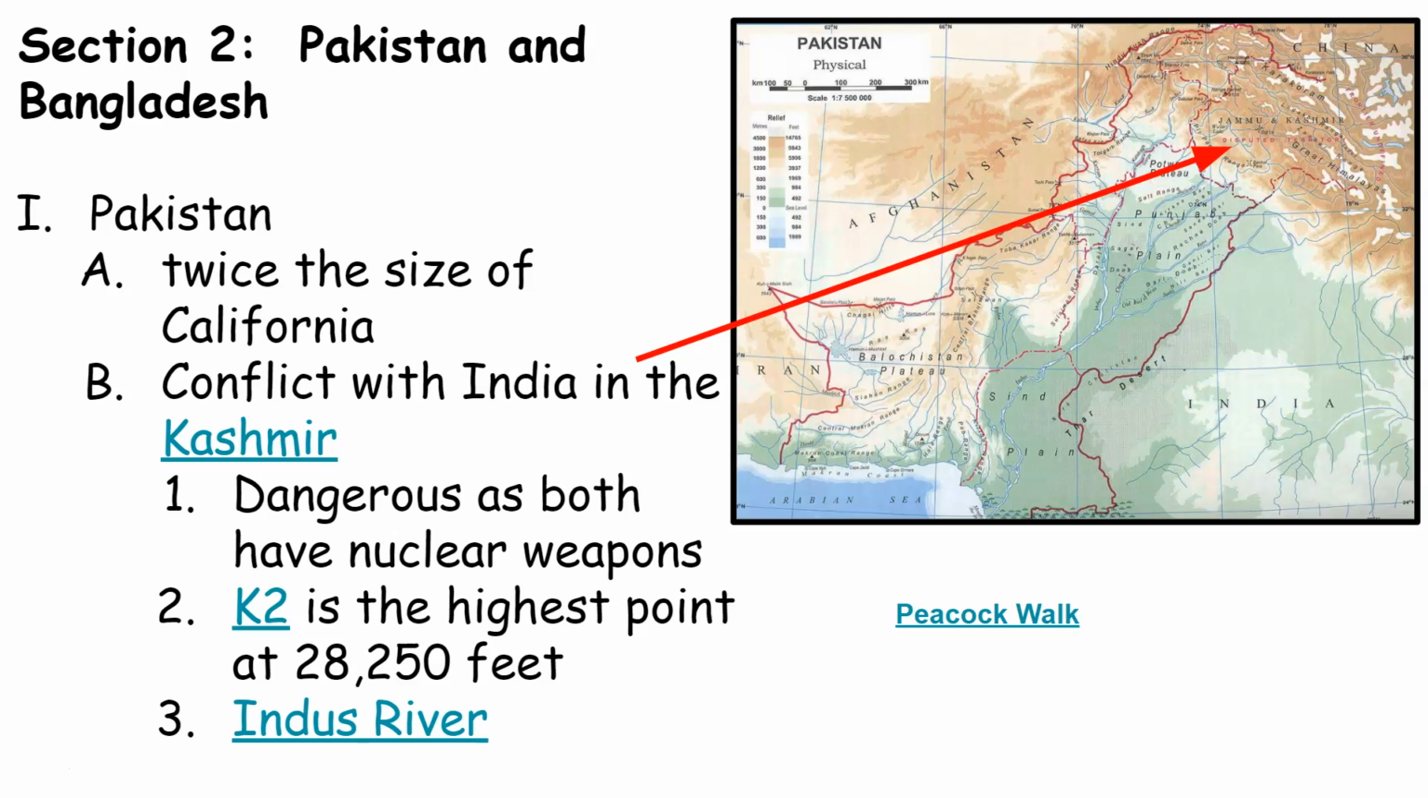And the borders here are not 100% definite, which leads us to probably one of the most dangerous borders in the world, and the disputed territory of Kashmir. Now, Kashmir finds itself on the border between India and Pakistan. These two nations both claim it, and it's an important water source for both countries.